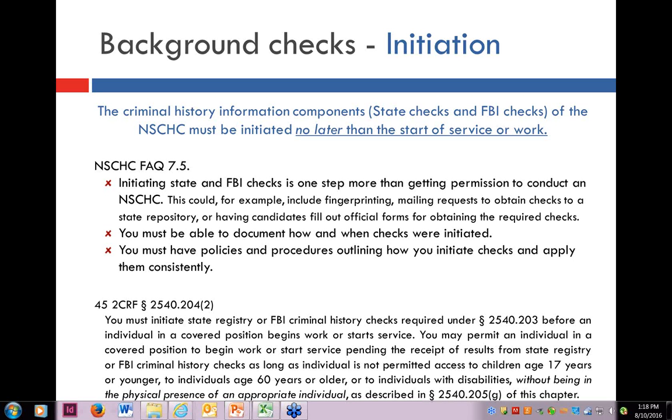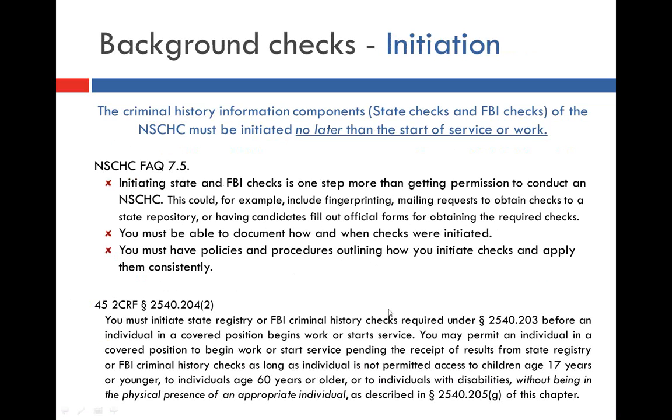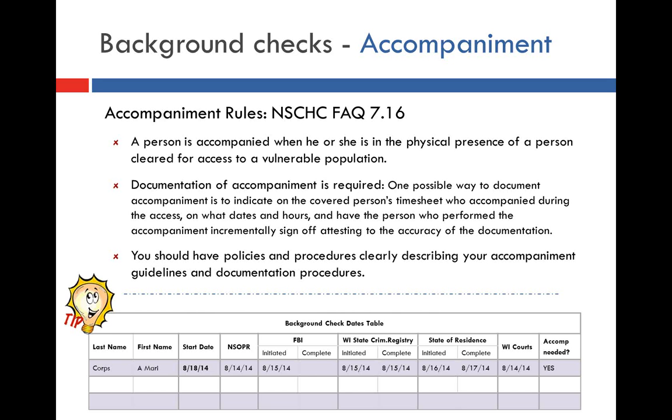So in line with initiation, if you come into a place where you have to use initiation, you can't get all the checks done in time, your candidate has access to vulnerable populations in your program, and you're waiting for those checks to come back. That's the FBI and the state of service, the Wisconsin Criminal Registry, and or the state of residence at time of application. So if you don't have any of those checks back, you need to provide accompaniment to that member while she's in the presence, while serving.